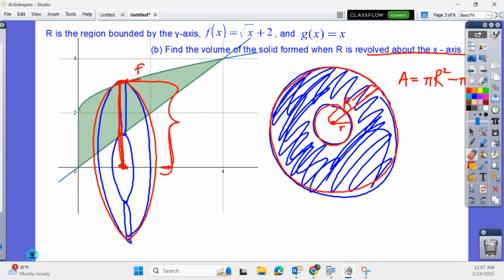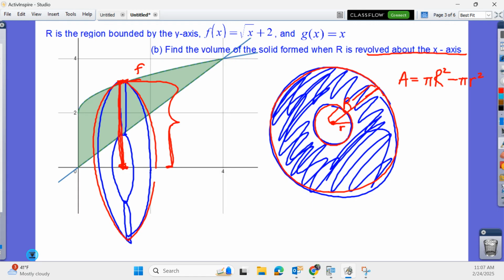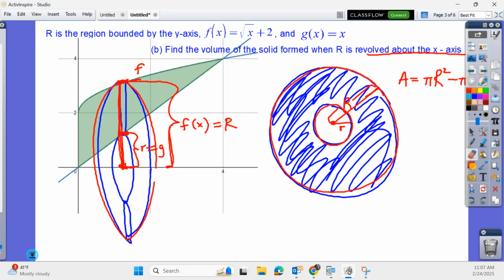Okay, it does get more complicated if we revolve something about something other than an axis, like in part D of this problem. But in this problem, it's just about the x-axis. So that distance is just f of x. That's big R. And then little r is this distance, is g.